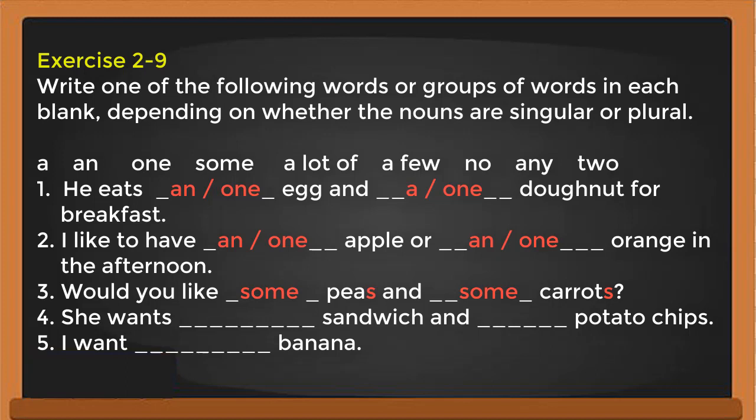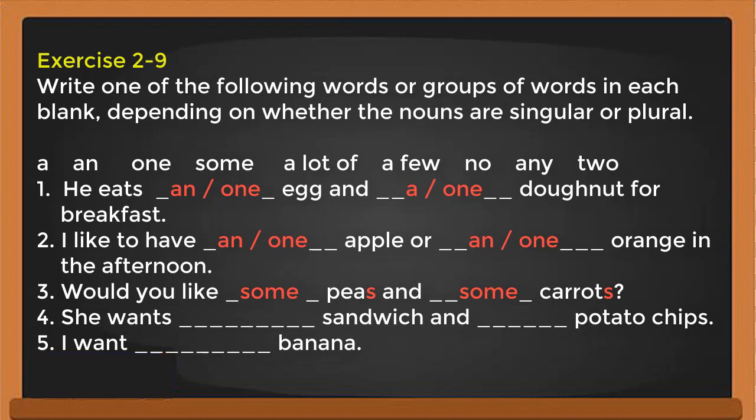So if someone asks you, what did you eat for breakfast, you can say, I ate one egg, or I ate one donut for breakfast. Number 2: I like to have blank. This also is apple, no s, so you have to answer with an apple or one apple. Also an orange, because only one.